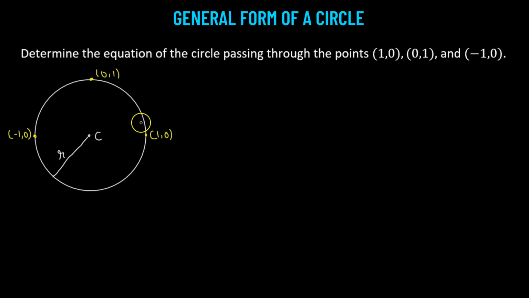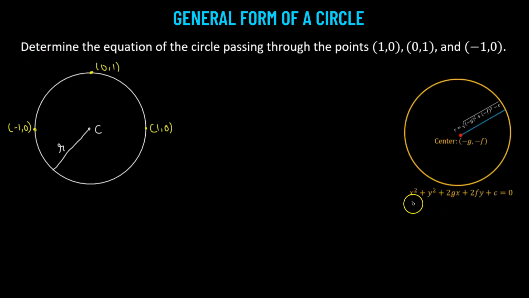For that, we'll be using the general equation of a circle. So let's first specify the general form of a circle. The general equation of a circle is given by x squared plus y squared plus 2gx plus 2fy plus c equals 0. Here, g, f and c are constants, and we can use them to obtain the center, which is going to have the coordinates (-g, -f), and the radius is going to be determined by using this formula.